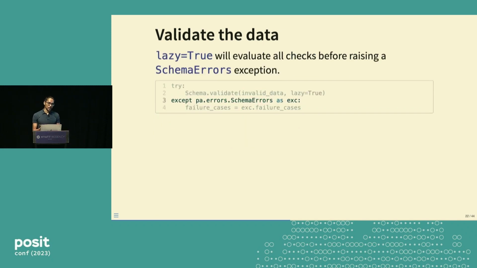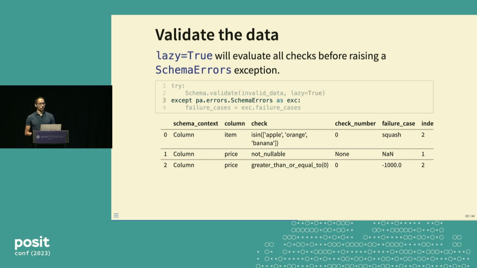Now, that might not be good enough. I want to see what all the errors are. So there's a lazy equals true option, a keyword argument you can pass to the validate method. And if you do that, Pandera will raise a schema errors exception. And in this case, the failure cases are a lot more informative.